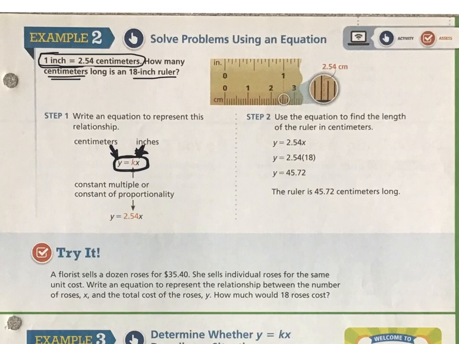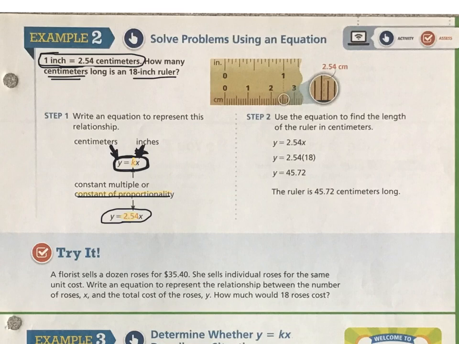Okay? Because we need to multiply 2.54 times every inch that we have in order to get the number of centimeters. So we call that constant of proportionality, that k number here. Okay, so if you're looking here, we've got our k number, and that's what we call that constant of proportionality, and that is the 2.54.